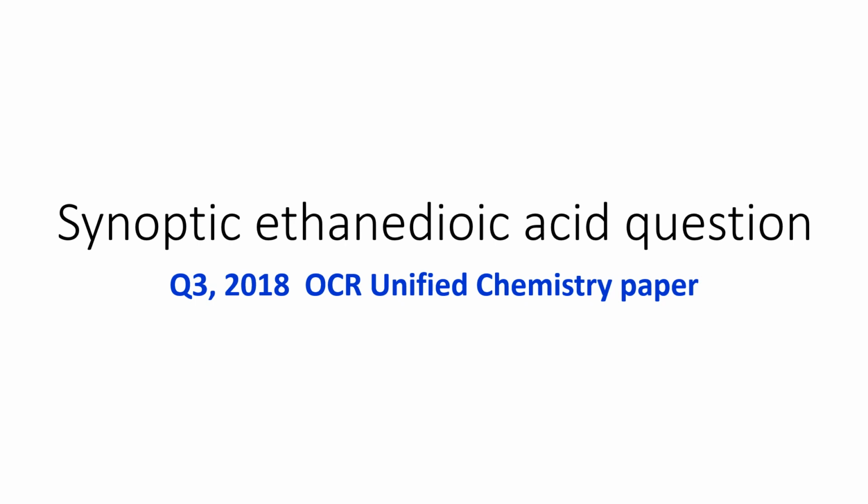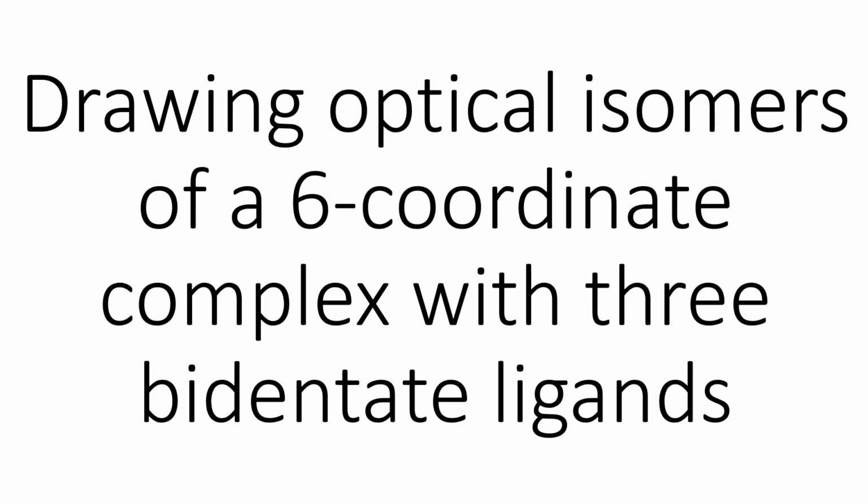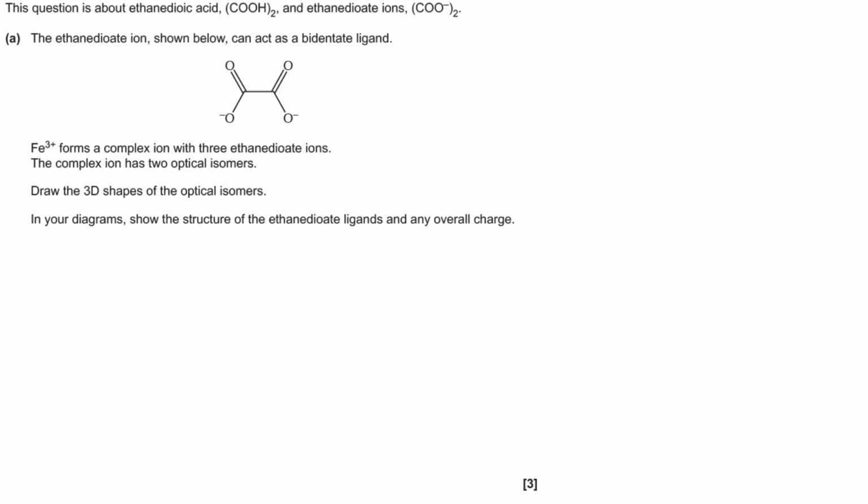Hello and welcome to this Synoptic ethanedioic acid question. It's from question number 3 from the 2018 OCR Unified Chemistry paper. The first part is about drawing optical isomers of a 6-coordinate complex with 3 bidentate ligands.